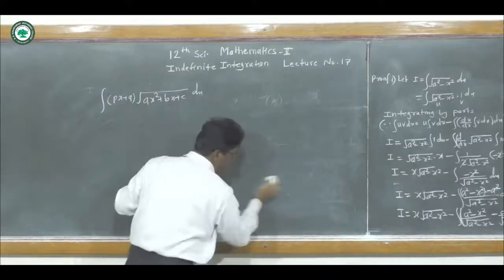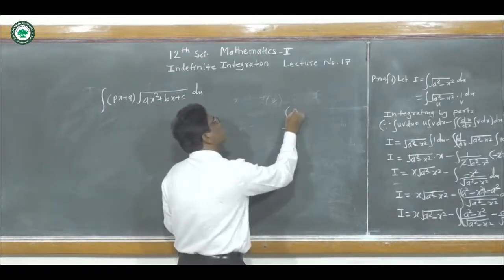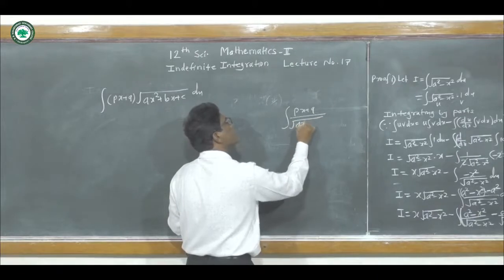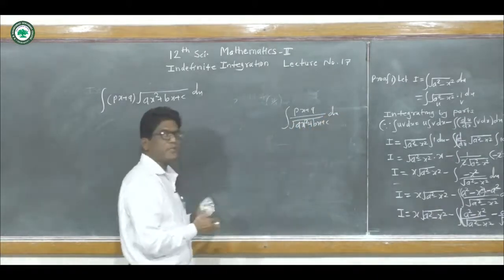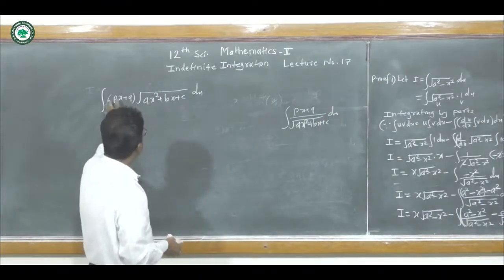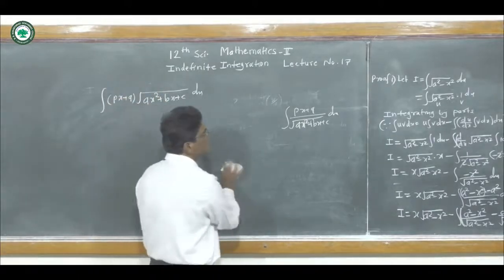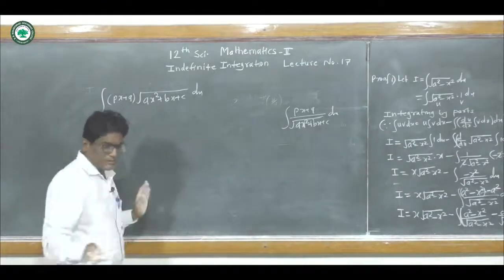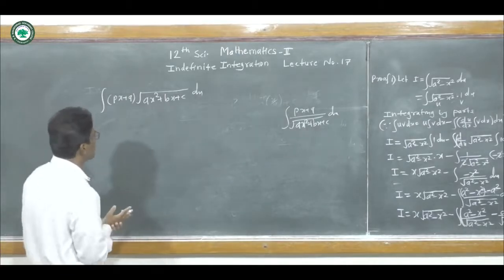Now in exercise 3.2c we have seen integration of the type px plus q upon under root of ax square plus bx plus c dx. In exercise 3.2c we have seen this concept. Now here px plus q and this root are in multiplication. How to use this method, or how to solve such type of problems?